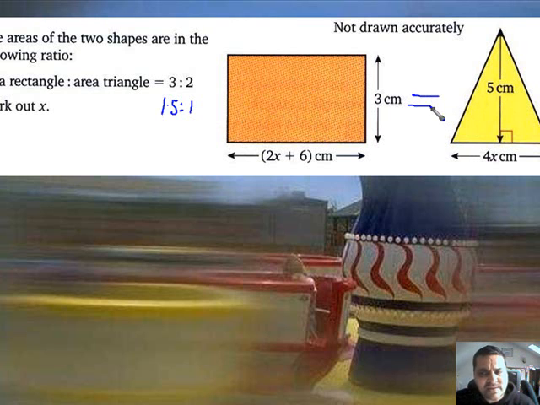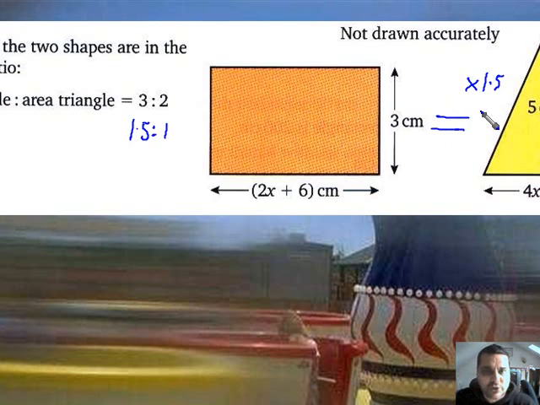So in order to make the areas equal, if I multiply the area of the triangle by 1.5, it will match the area of the rectangle. Is that fair enough? So if I multiply the triangle by 1.5, I should get an equation set up, and that's the hard bit. Or I can multiply by 3 over 2, or multiply the rectangle area by 2 and the triangle by 3. That's another way of doing it. So let's just stick to this 1.5 thing.